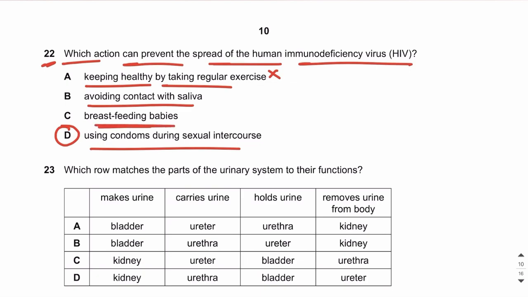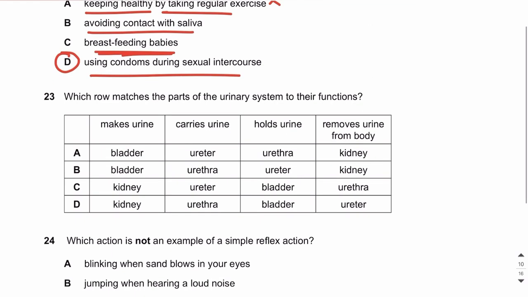Breastfeeding babies will transmit HIV because HIV is present in the breast milk. So if the option was to stop breastfeeding babies, this could be an answer. Over here, the best answer is using condoms during sexual intercourse. The answer is D.